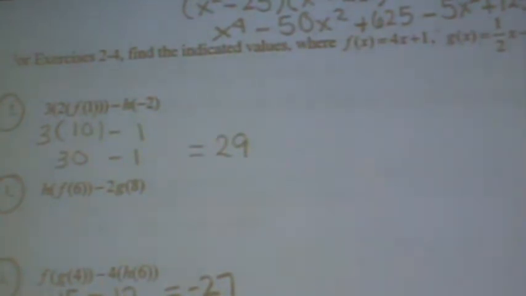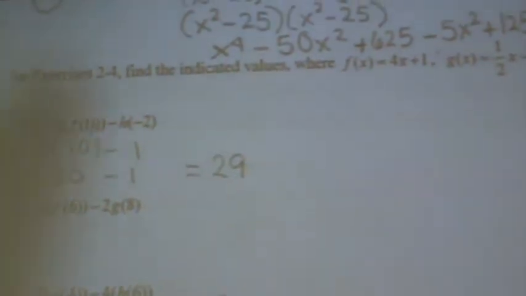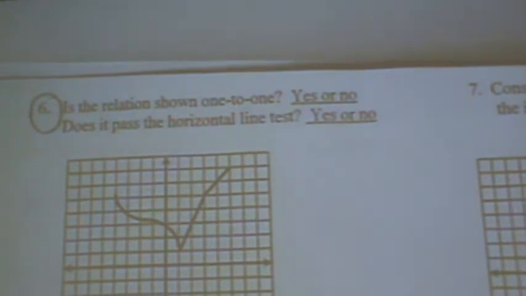Got it? Easy? Okay, the number 5 is not on your test. Number 6 is on the exam. Is the relation 1 to 1? Now we're talking about inverses. Does 1 to 1 mean, does it pass the horizontal line test? No. That's your 1 to 1. So this was no. Does it pass the horizontal line test? No. That's an easy one.